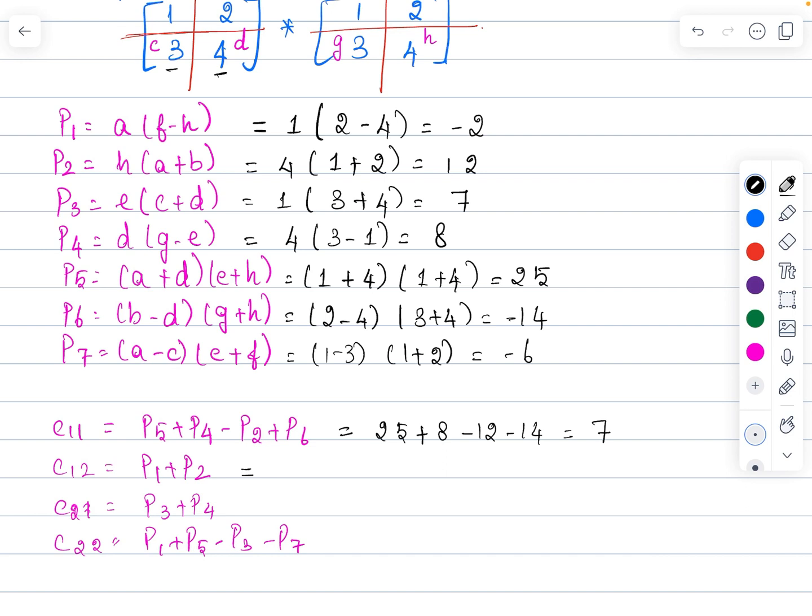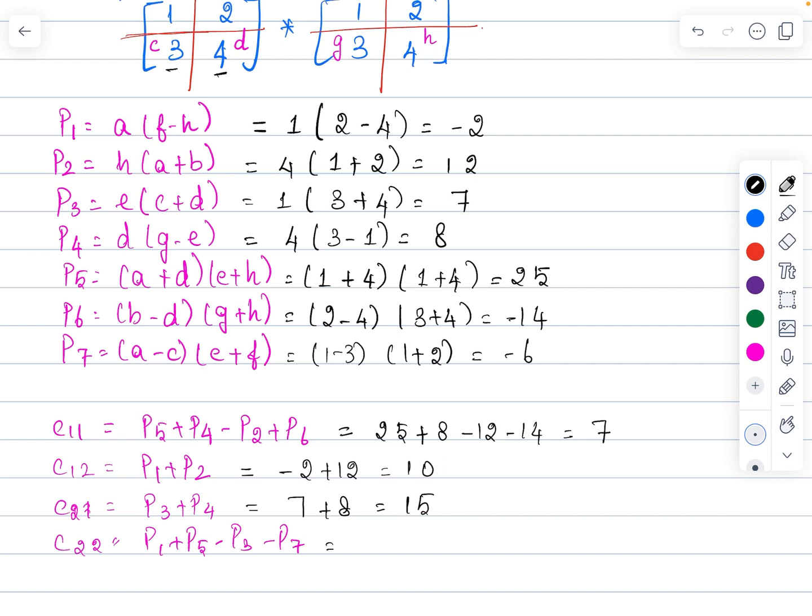And for C12, the formula is P1 plus P2, P1 is minus 2 and P2 is 12. So minus 2 plus 12, which is 10. And for C21, the formula is P3 plus P4, P3 value is 7 and P4 value is 8. You would get finally 15.